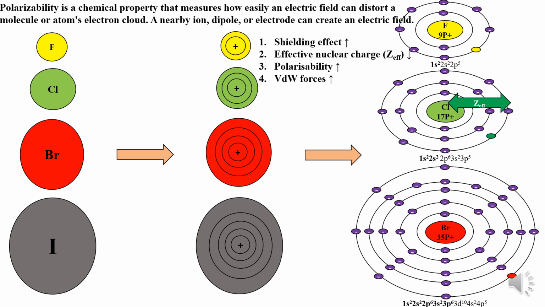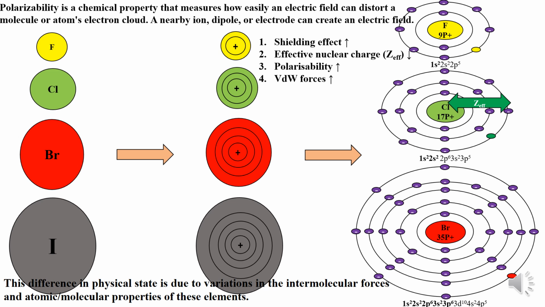So polarizability is a chemical property that measures how easily an electric field can distort a molecule or atom's electron cloud. And this electric field can be induced or caused by a nearby ion, dipole or electrode. Here in the present case, it is the dipole. It is acting or contributing as an electric field.